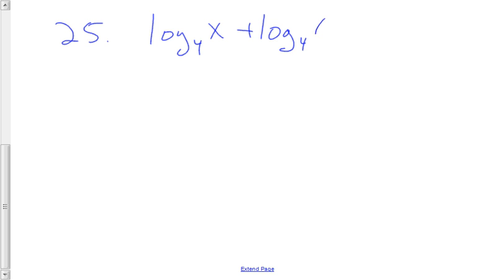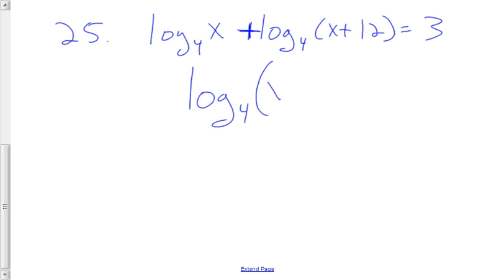For number 25, we have 2 logs, so let's do something a little different. If we have 2 logs, we can't exponentiate because there's no property that deals with having multiple logs. There's no way to cancel if you have multiple logs. We do know, though, how we can combine 2 logs, and that'd be using the product or quotient properties. Since we are adding these 2 logs, that's equivalent to the internal product, so x times x plus 12.